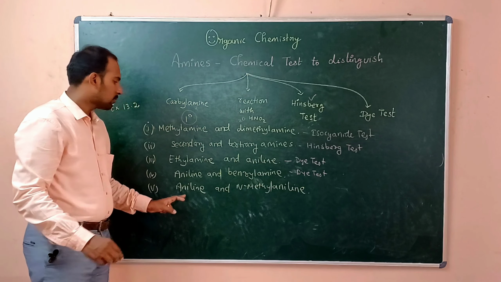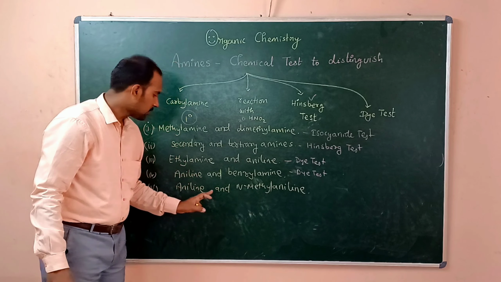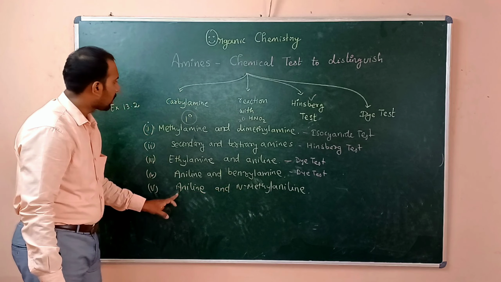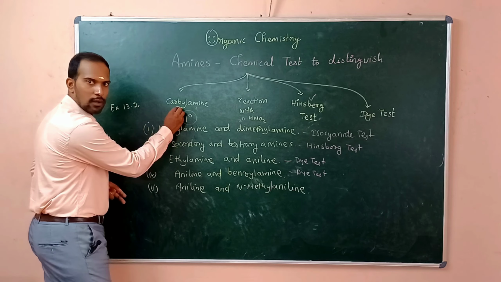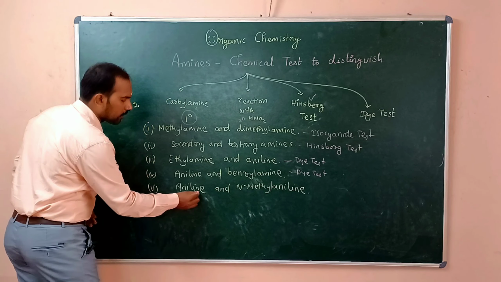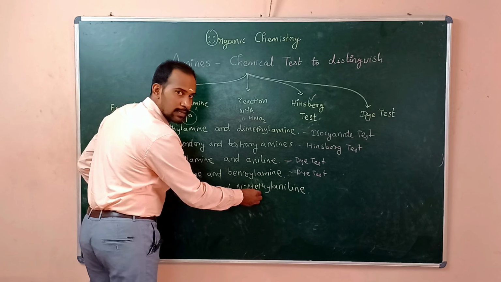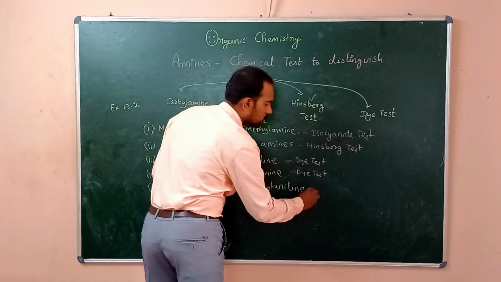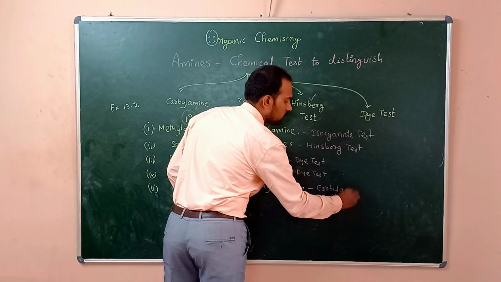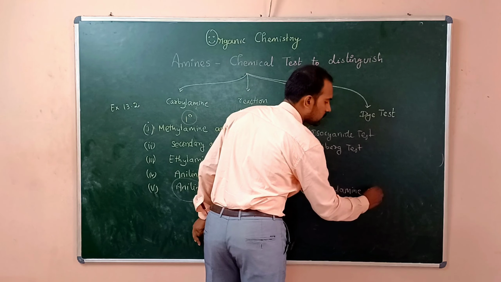Okay. And aniline and N-methyl aniline. Again, this one is primary amine, this one is secondary amine. அப்போ நம்ம என்ன பண்ணலாம்? We can use Carbylamine test. Okay, or we can use dye test also, not a problem. Okay, so better we can prefer aniline is a primary amine, N-methyl aniline is secondary amine, so we can use Carbylamine and or we can use dye test.